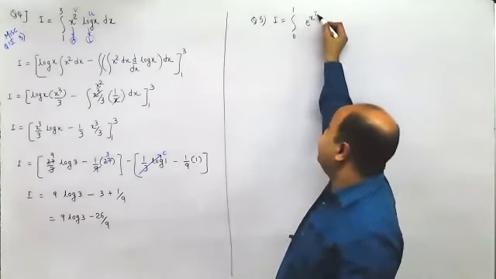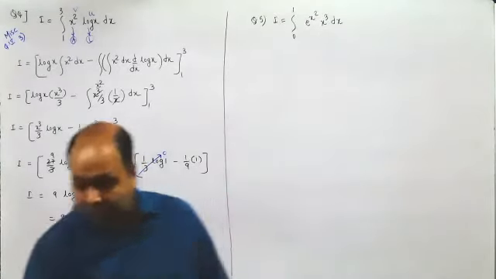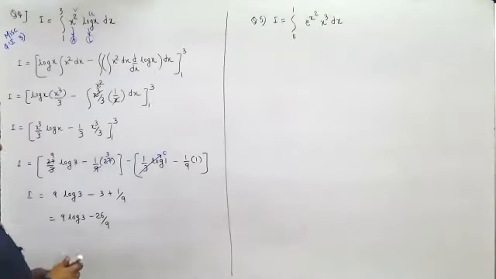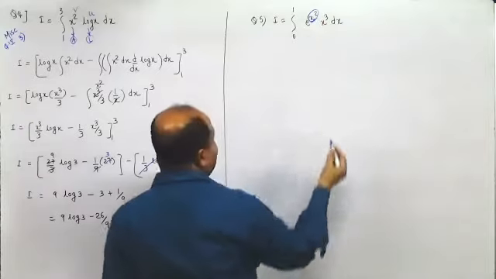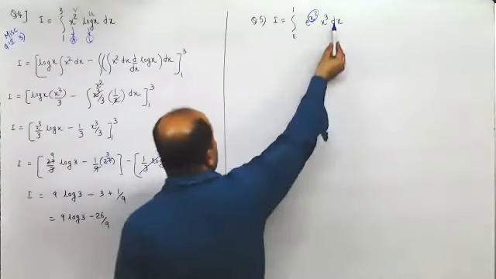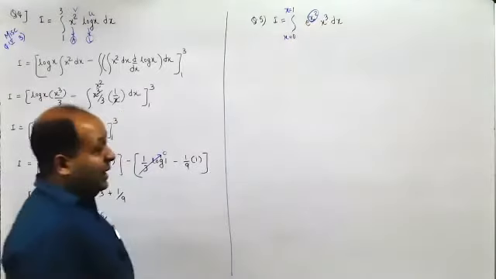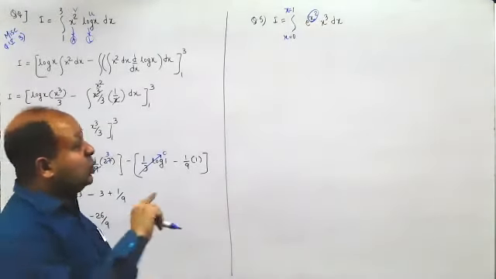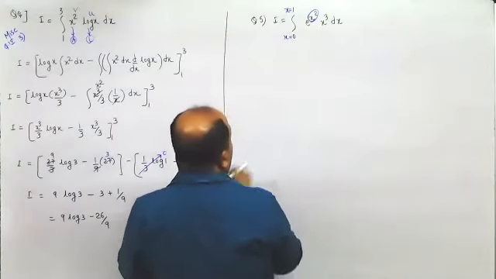e raised to x square into x cube dx. Now remember, the moment I see x square as the power of e, I'll take that as t. First of all, this is dx, so the limit would be in terms of x. When I take x square as t, its derivative is 2x dx, so I'll separate x dx from this.